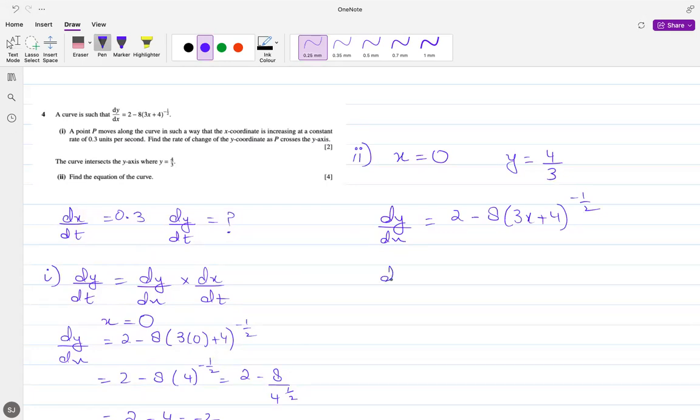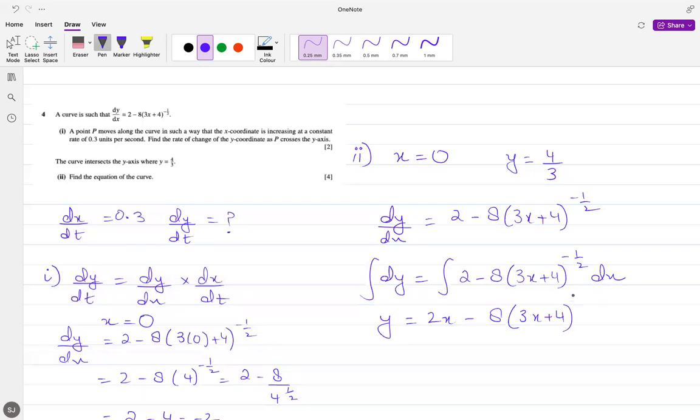We will write it as dy is equal to, and we'll put the integration sign on both of these functions. So this will become dy is equal to the integral of 2 minus 8 into (3x plus 4) to the power negative half dx. Integrating dy, we get y. Integrating 2, this will become 2x minus, now to integrate this function, we will increase the power by one. So this will become minus half plus 1, which is positive 1 upon 2.